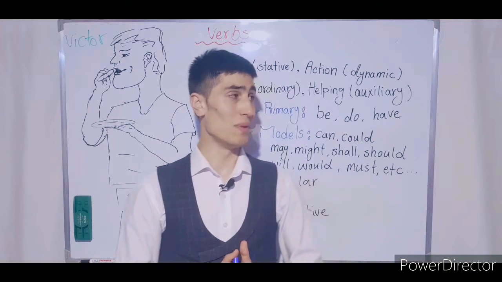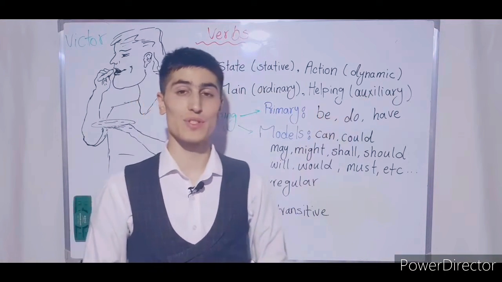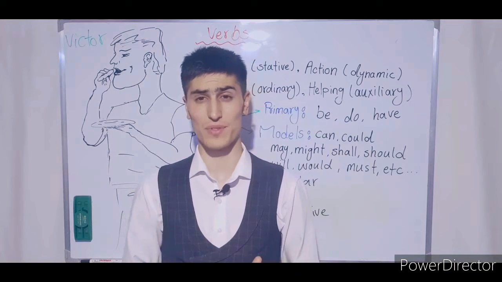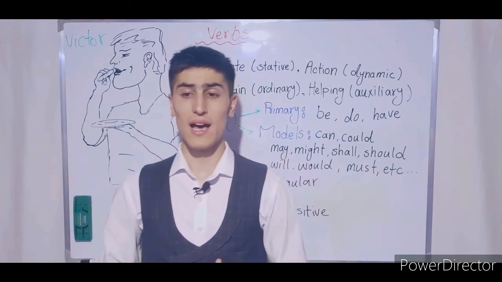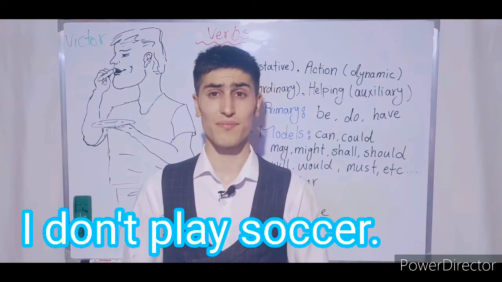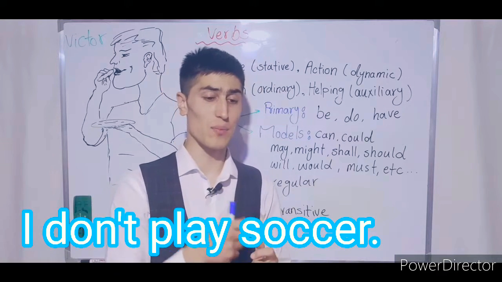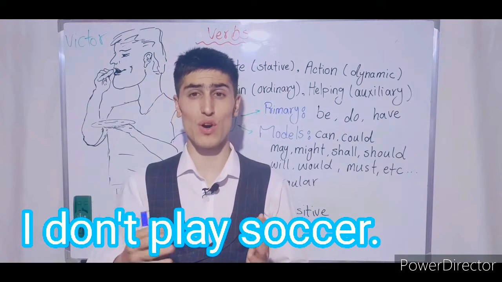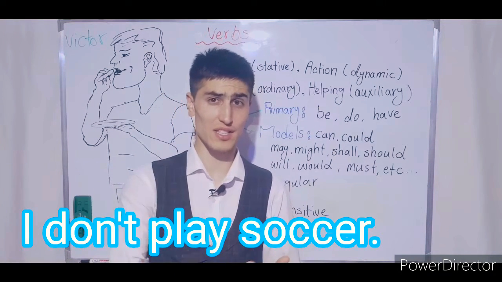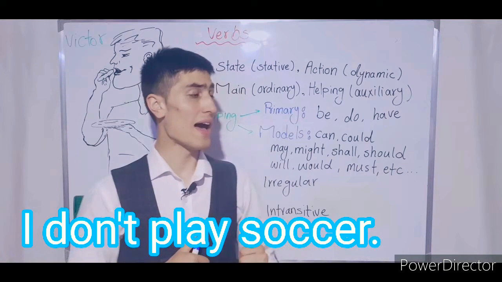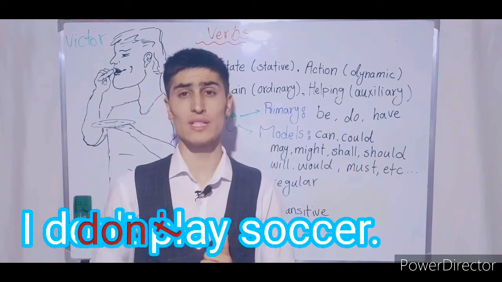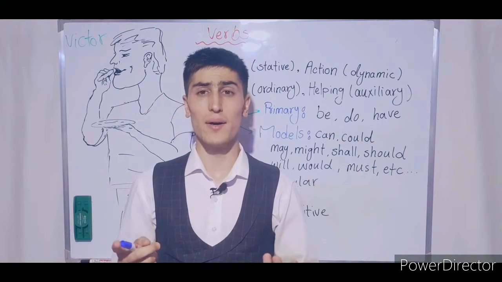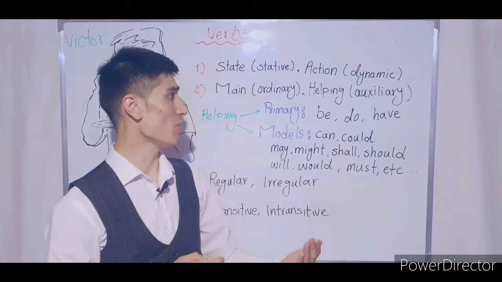Okay? And also the auxiliary verbs, or helping verbs, help us change the sentence to negative forms. For example, I don't play soccer. So in this example, we have the main verb play, which is the action verb, and it is the main purpose of our sentence, and it is done by the subject of the sentence, which is I. And we have the auxiliary verb don't that helps us change the sentence to negative form. Okay?